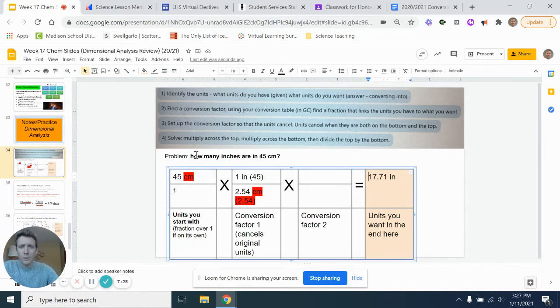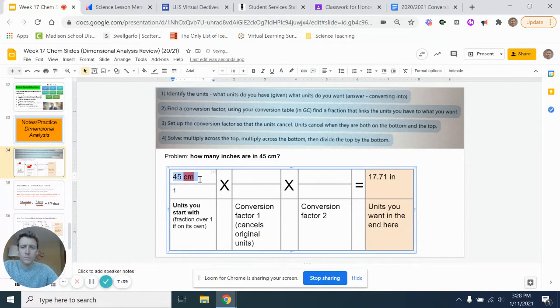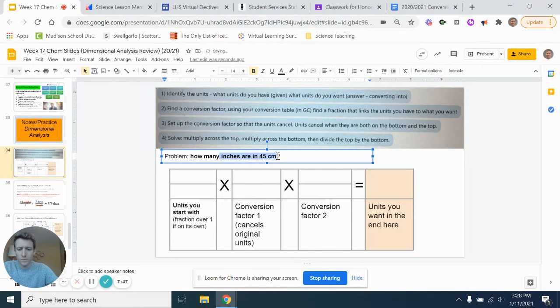Let's do one more example here and make it more complicated. So I'll clear this out. Next problem I'm going to do is going to need 2 conversion factors. How many kilograms are in, let's say, 10,000 milligrams?